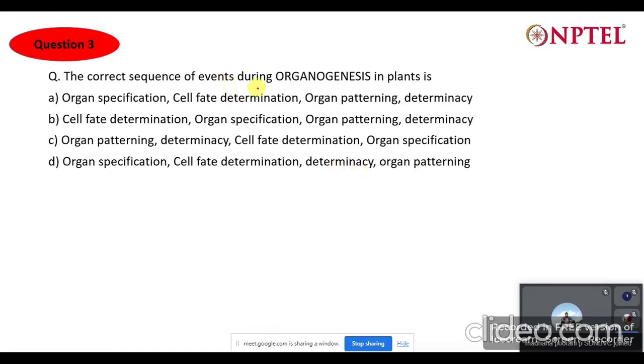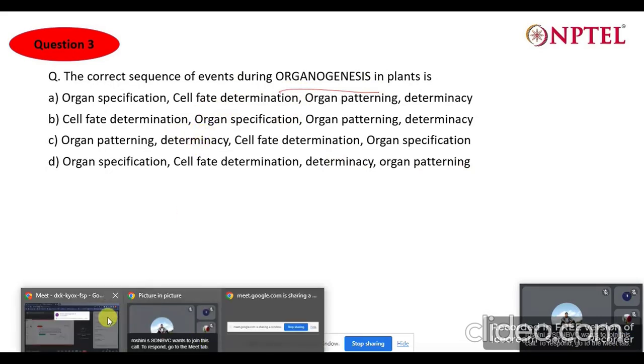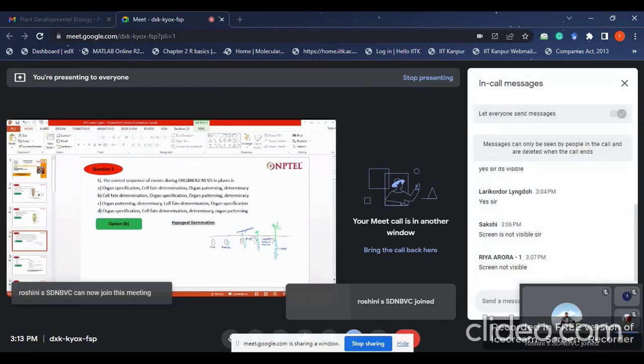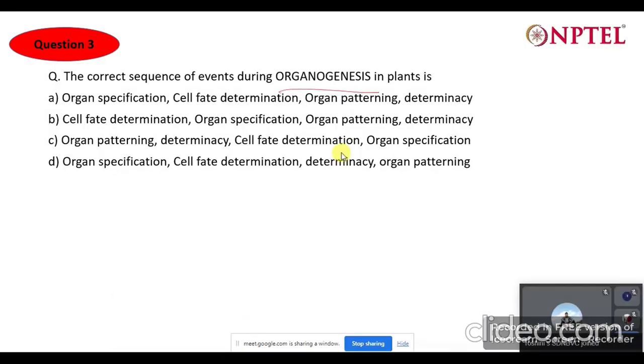the correct sequence of events during organogenesis in plants is, the options are: A, organ specification, cell fate determination, organ patterning, determinacy; B, cell fate determination, organ specification, organ patterning, determinacy; the third option is organ patterning, determinacy, cell fate determination, organ specification; and the fourth option is organ specification, cell fate determination, determinacy, organ patterning. So the correct option is option B.